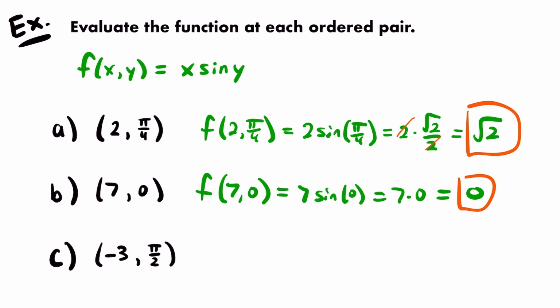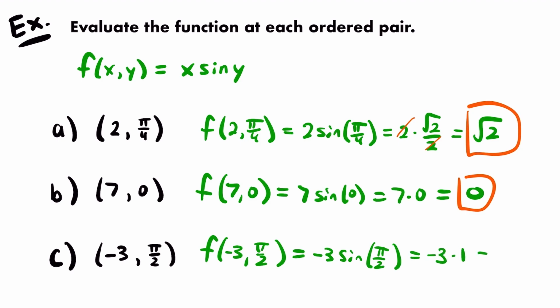Now let's move on to the last part, part C. For our final ordered pair, we have negative 3, pi divided by 2. So if we plug that into the function, or evaluate our function at that ordered pair, we'll have f of negative 3, pi divided by 2. This time around, negative 3 is the x value, so we'll plug that in for this x. And pi divided by 2 is the y value, so we'll plug it in for this y. So altogether, we'll have negative 3 times sine of pi divided by 2. Now sine of pi divided by 2 is equal to 1, so this is equal to negative 3 times 1, which is negative 3. And so negative 3 is the value of this multivariable function at this ordered pair.